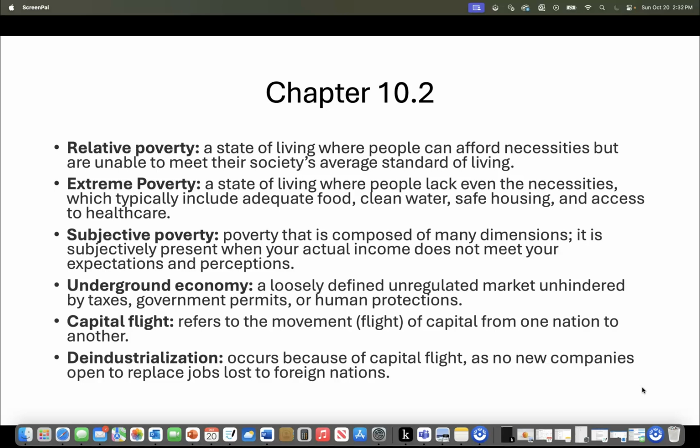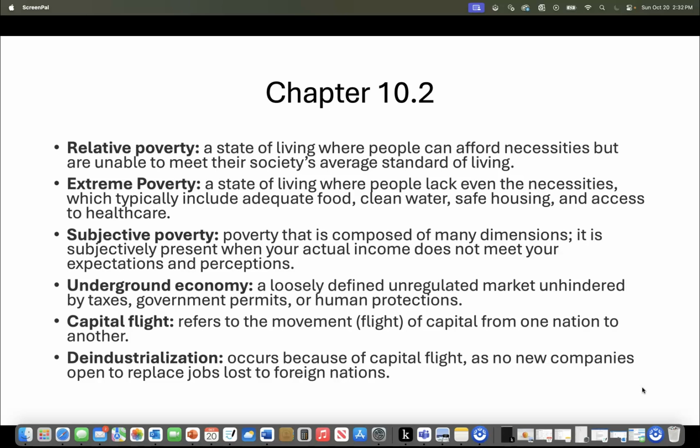Moving on to the underground economy, which most of us have participated in. This is a loosely defined unregulated market, unhindered by taxes, government permits, or human protections. This can be something as simple as babysitting, right? Or cutting somebody's lawn for cash because they didn't report that to the IRS. Technically, it's an underground economy, but that can go all the way to black markets, human trafficking, the whole thing. So there are really harmless examples of that and really harmful examples of that. It covers all of them.